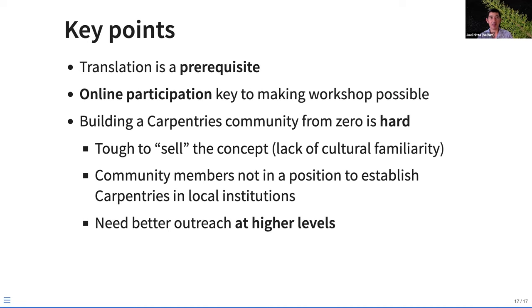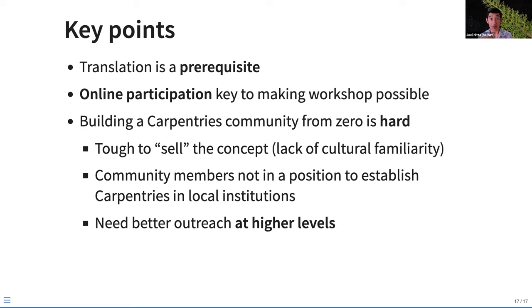So, some key points, take-home messages. One is that I think translation of the content is a prerequisite to growing the Carpentries in an area where English is not the primary language. So that's a really, as you've seen from my slides, that's a really important part of our activities. We need that in place in order to further build the Carpentries here.